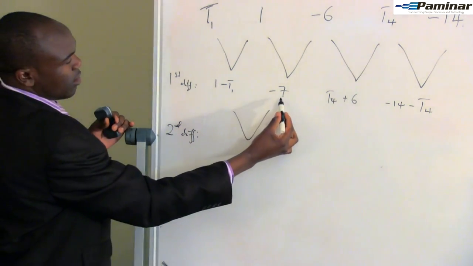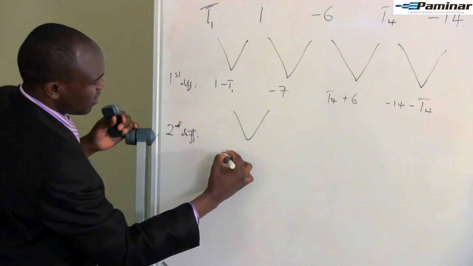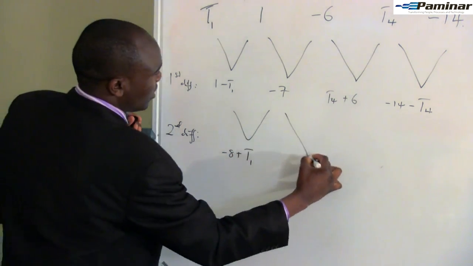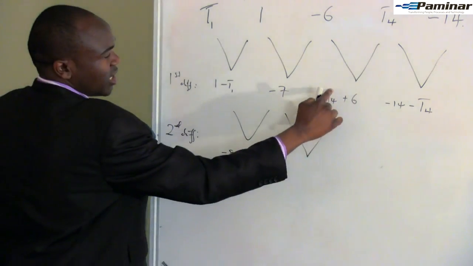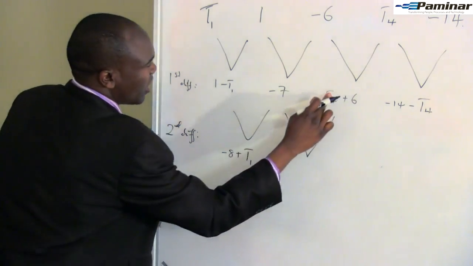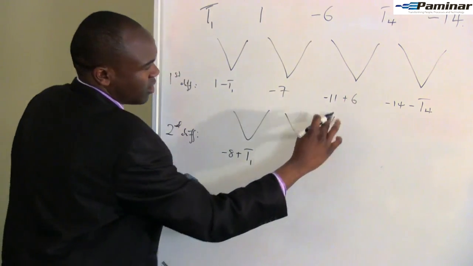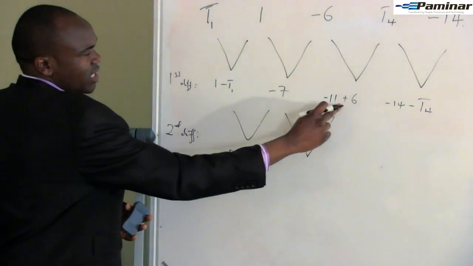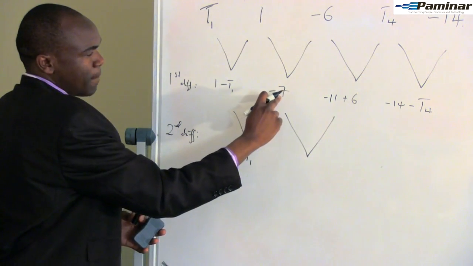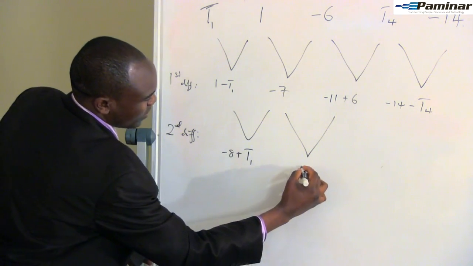So it's minus 7 minus this, what are we going to get? Minus 8 plus T1. And then here we are going to get T4. Remember, we can put what we got, minus 11. Let me erase it and put minus 11 there. So minus 11 plus 6, which gives you minus 5. Minus 5 minus 7 gives us 2.